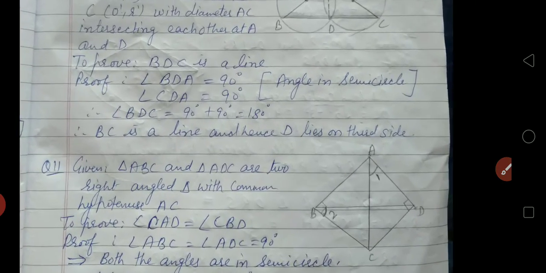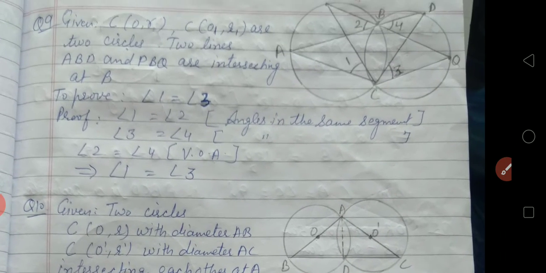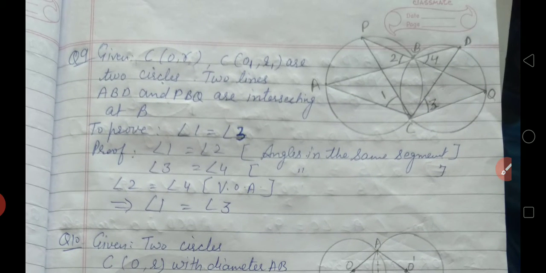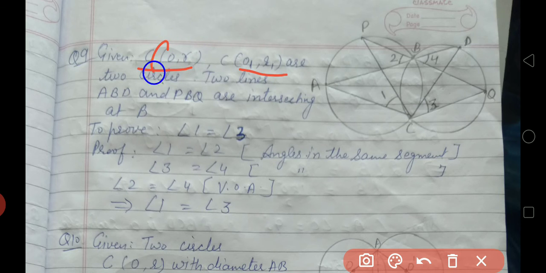Now let us come to question number 9. You are given these two circles. A circle with center O and radius R, and a circle with center O dash and radius R dash are two circles, and two lines, ABP and PQ, are intersecting at B. You can see here it intersects at B.